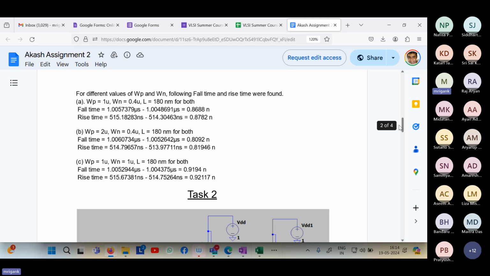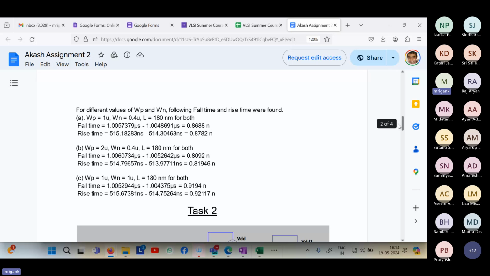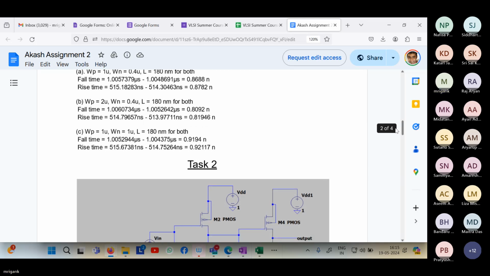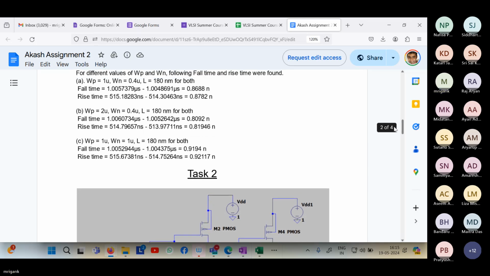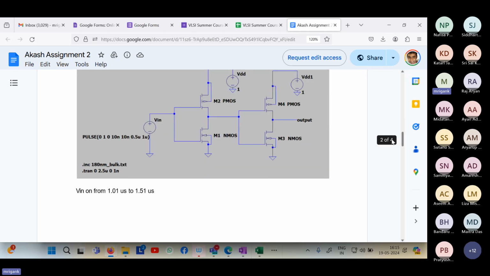Anybody else? You got similar values of rise time and fall time, almost similar. Because here, with all these W by L changes that he has done, I'm not seeing any significant effect. In all cases it is 0.8, 0.9, 0.8, 0.9, something like that. And it will be important to show the calculation using the waveform. So I will see some other reports also.